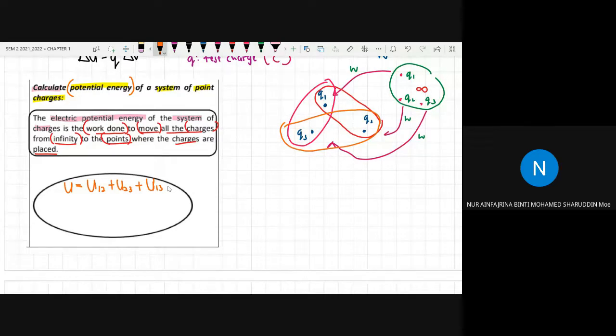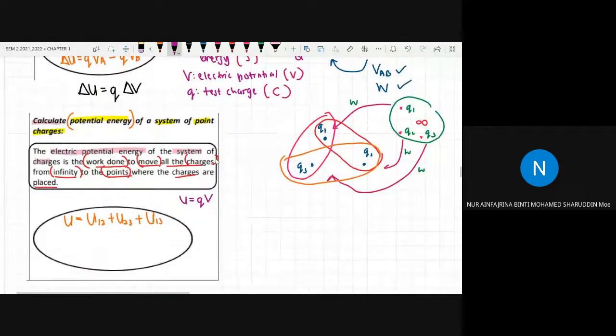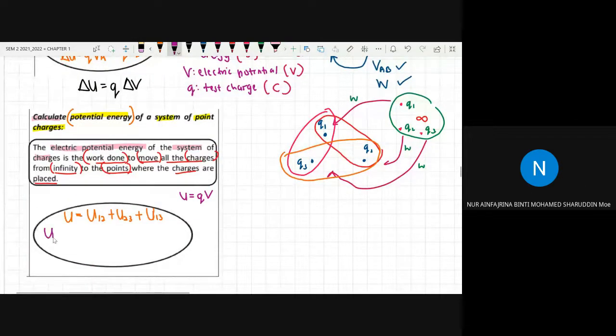Okay, now sekarang Miss akan buka equation dia. Okay, tadi kan Miss dah ajar. Electric potential energy U sama dengan QV. Okay, Miss ulang. Tadi Miss dah bagi tahu formula ni dekat atas kan. So tengok ni U sama dengan QV. So sekarang Miss akan buka dia lah. So U equals to QV12 tambah QV23 tambah QV13. Di mana V adalah electric potential dan U adalah electric potential energy.